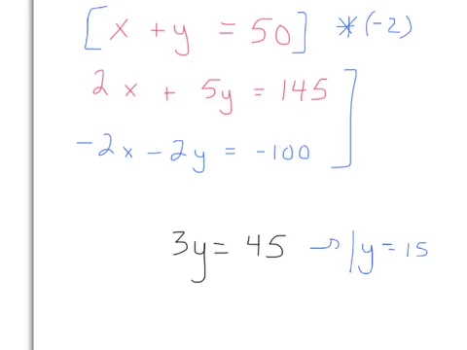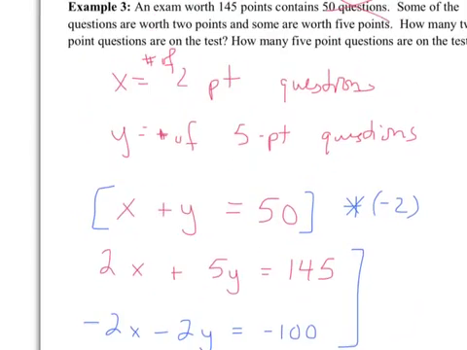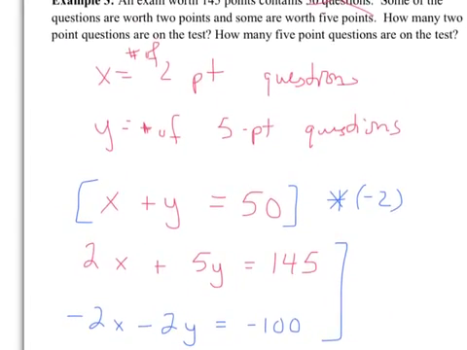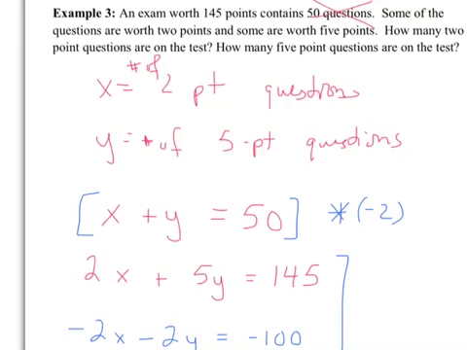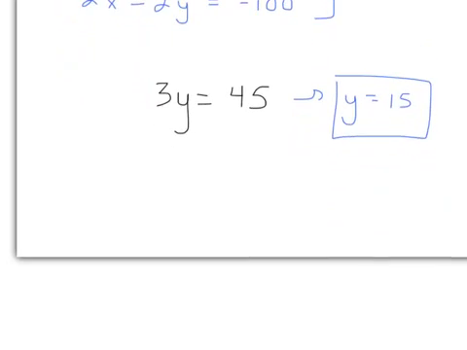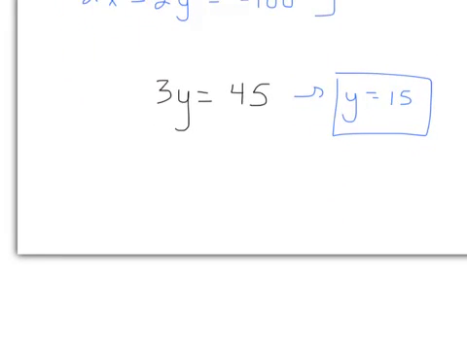So that means there are 15 5-point questions on the test, right? Y was defined as the number of 5-point questions if we go back up and look. So there are 15 of them. It says how many of each of them there are on the test. So if there's 15 of these, Francis, how many are there of the other? 35. Because together there are 50.